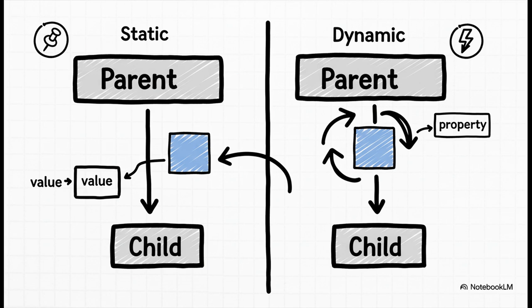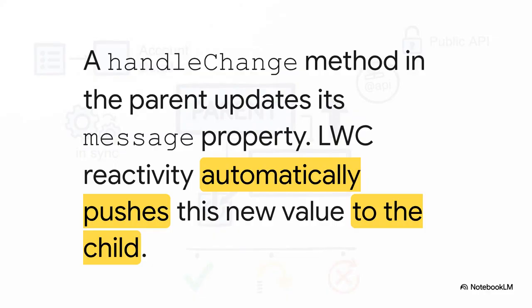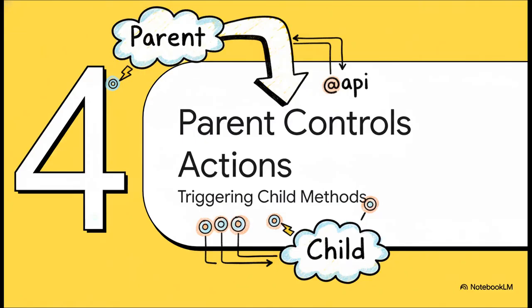But let's be honest, passing static text is kind of boring. This is where the real power kicks in. We can make this whole process dynamic by binding that attribute to a property that lives in the parent's own JavaScript. For instance, maybe the parent has an input field. When the user types in it, a handleChange function gets called. That function updates a property on the parent. And because of LWC's incredible reactivity system, the moment that parent property changes, the new value is automatically pushed right down into the child. You don't have to write any extra code to make that happen. It just works.